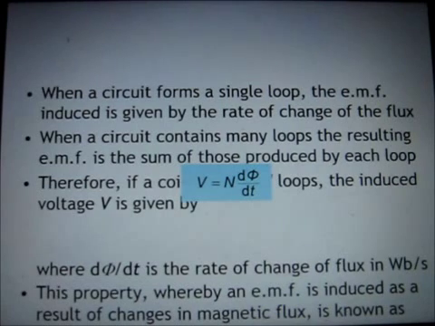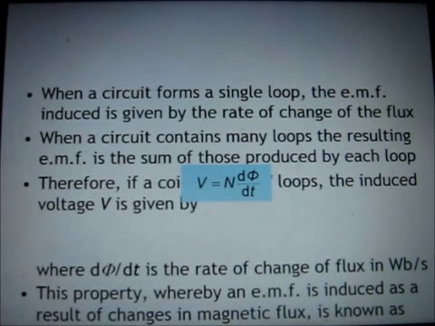When a circuit forms a single loop, the EMF induced is given by the rate of change of flux. When the circuit contains many loops, it is just the sum of each of the loops. Therefore, in a coil having n loops, the induced voltage will be V equals n dφ/dt, because n times means the n number of loops. This property is where EMF is induced as a result of a change of magnetic flux.